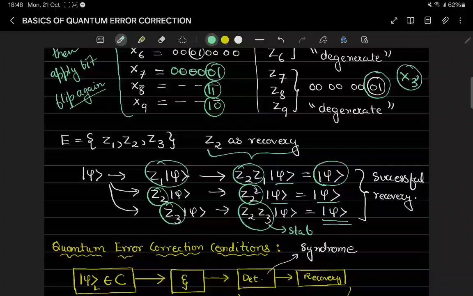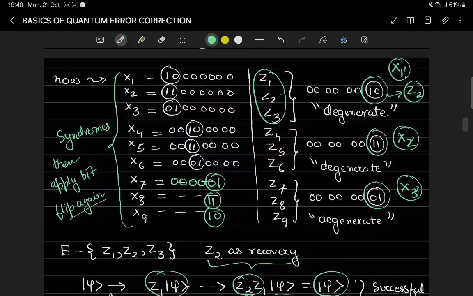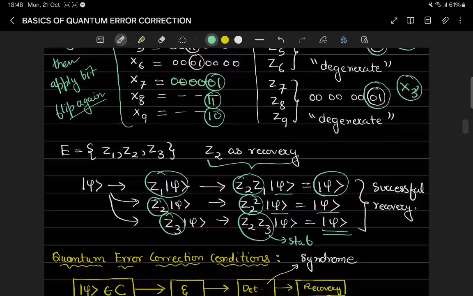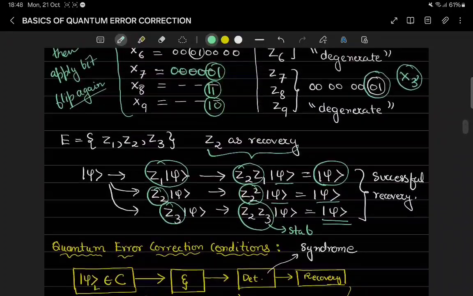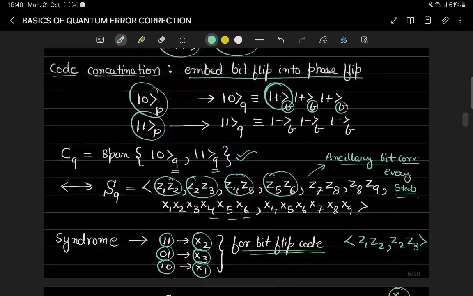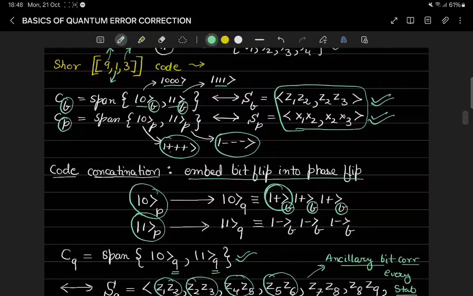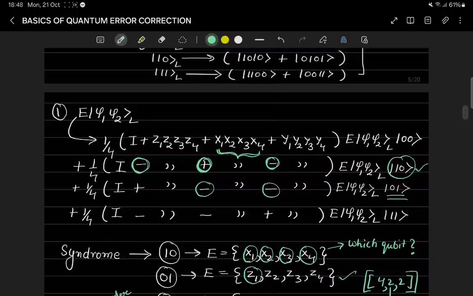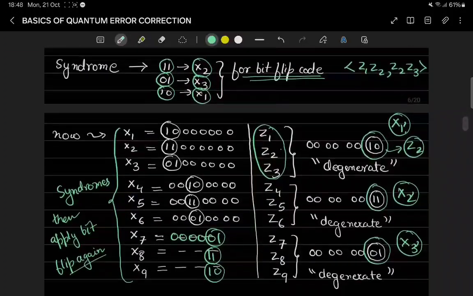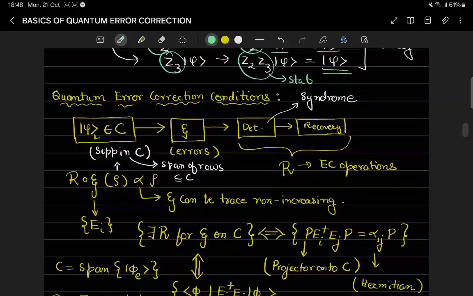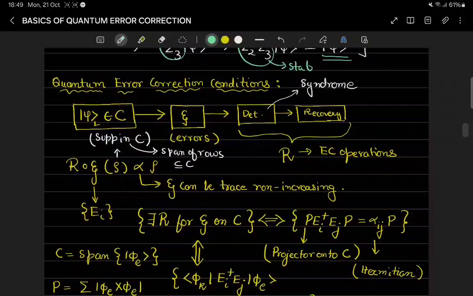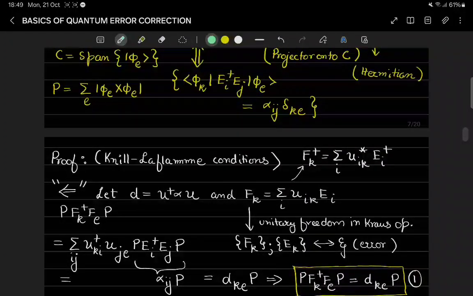So using the fact that I have the stabilizers at hand, I can still perform the error correction even though my code is degenerate. So that's all for this video. I hope I could convey the important message of the Shor code, code concatenation, and also the other code that I discussed. In the next video, I will talk about quantum error correction conditions, which are also called the Knill-Laflamme conditions. So let's go to the next video.